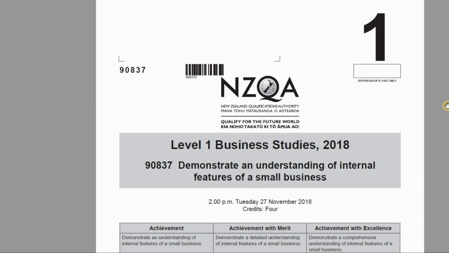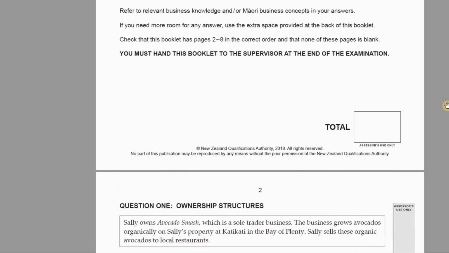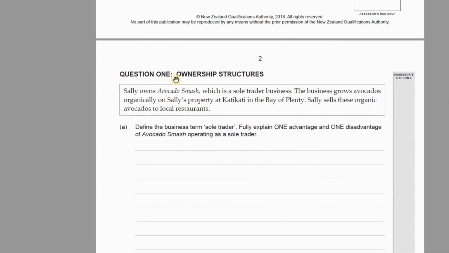The first thing I'm going to do when I look at this examination is look at the questions. Now, if I scroll down, you can see that at question 1, it actually tells me in many of the level 1 exams what topics are being examined. So that makes my life a little bit easier. I can see here that the first question is going to be on ownership structures. And if I want a little bit more information, I can take a quick look down here.